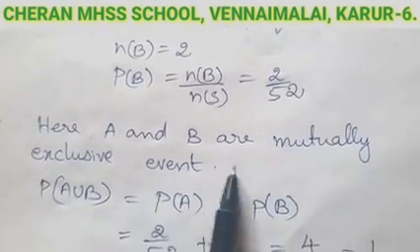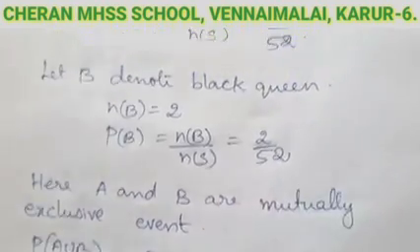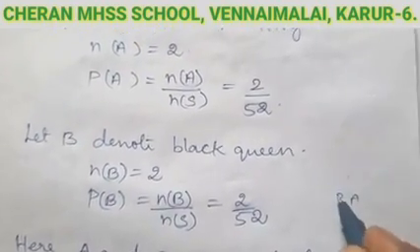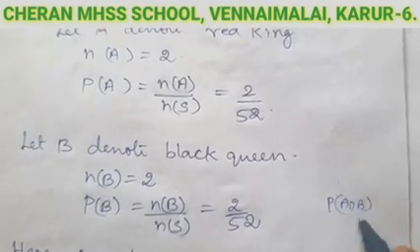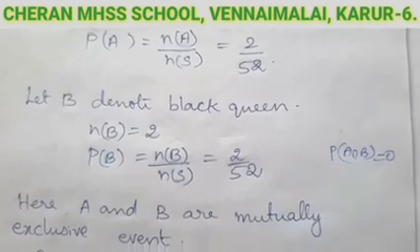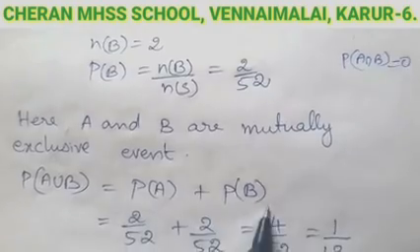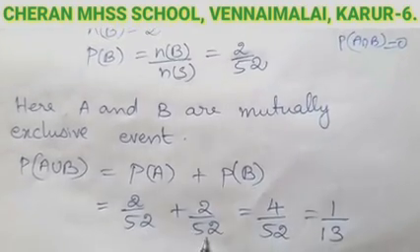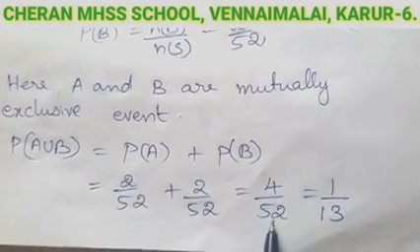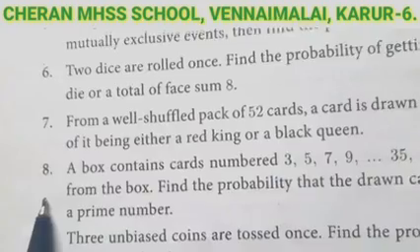Here, A and B are mutually exclusive events. The intersection part, that is P of A intersection B, is equal to 0. Mutually exclusive means A intersection B is 0. That is P of A union B is equal to P of A plus P of B. 2 by 52 plus 2 by 52 is equal to 2 plus 2, 4 by 52. When you simplify using the 4 table, it is 1 by 13.